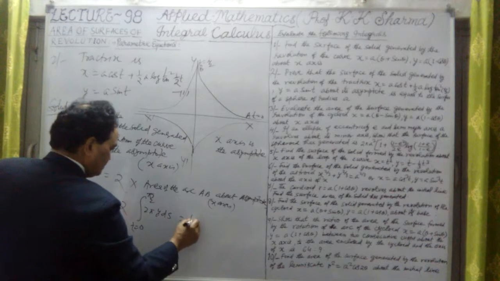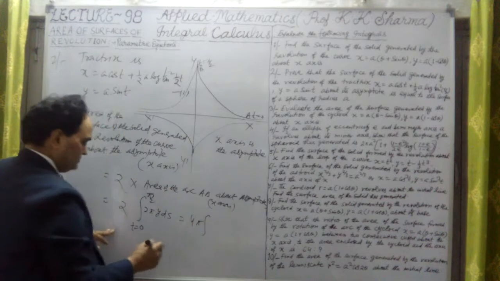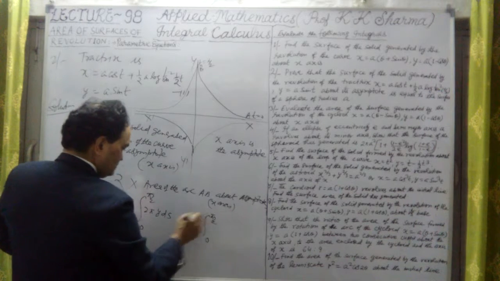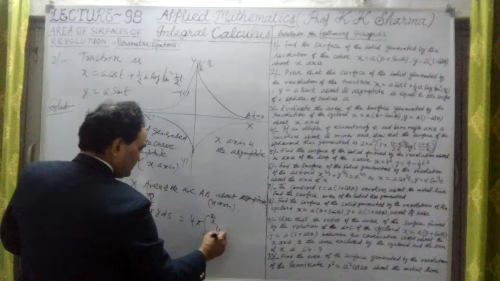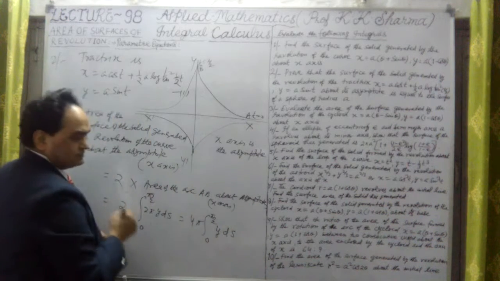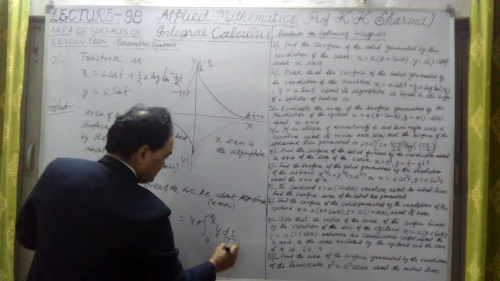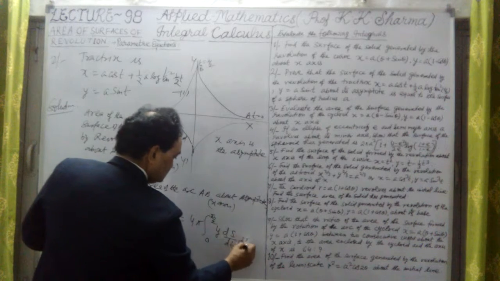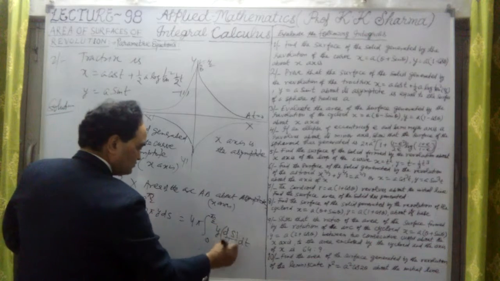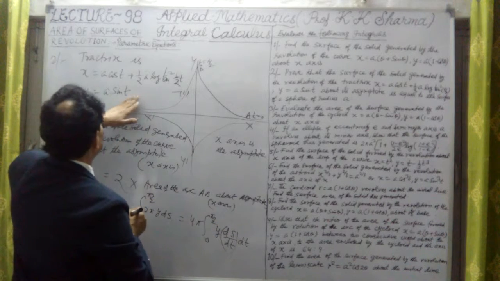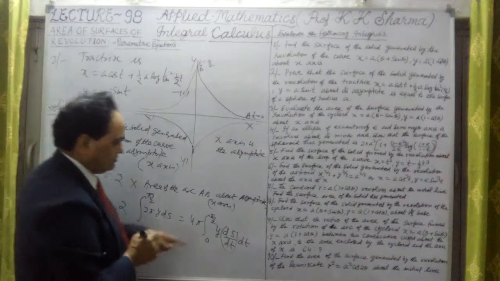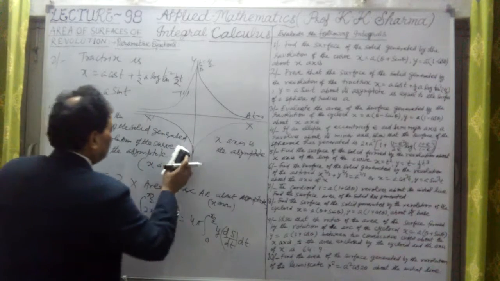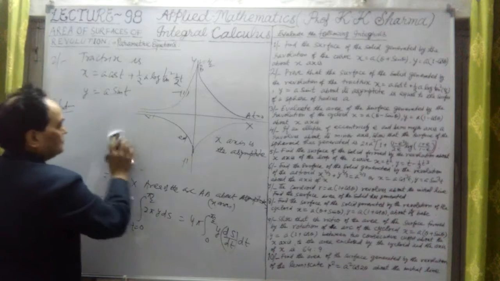So it will give us 4 pi, let me take it outside the sign of integration, from 0 to pi by 2, y into ds. So first we have to find ds upon dt, into dt. Y is here, which is a sin t, that we will substitute here. First we have to find what ds upon dt is. Let me calculate that.